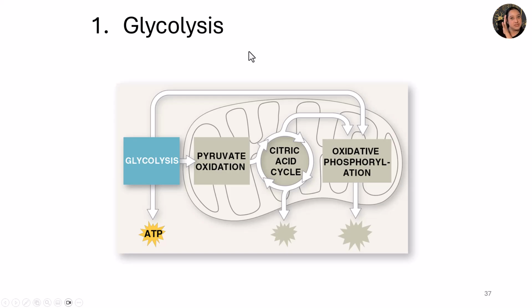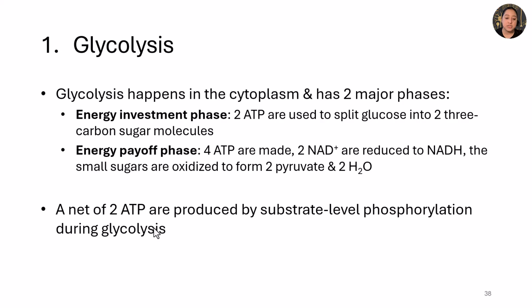this is stage 1, glycolysis. Glycolysis, as you see in this diagram, happens outside of the mitochondria, and you make some ATP here. So glycolysis happens in the cytoplasm. It can happen anywhere in the cell outside of the mitochondria. Glycolysis happens in the cytoplasm and has 2 major phases.